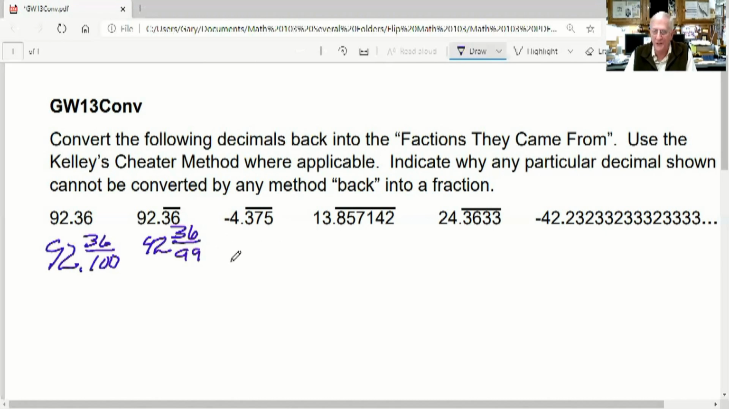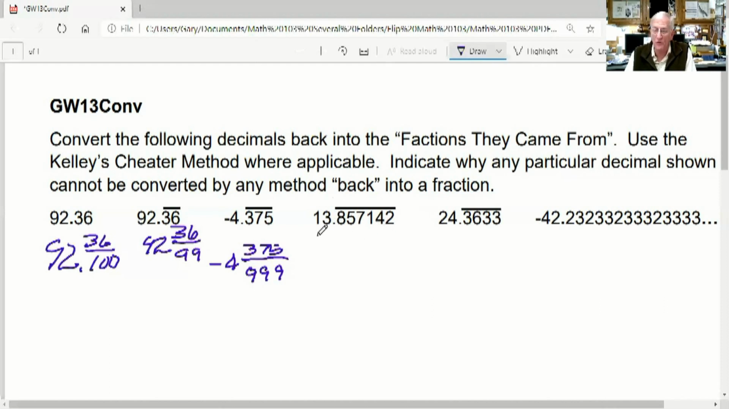Let's look at the next one. -4, I'm going to have to put down first, right? It repeats, the 375 repeats in 3 digits, right? So I will put 375 over how many 9s? Well, as you recall, you put it over 3 9s. Now, let me just say this. You probably can reduce this fraction, but I'm not requiring you to do that, so don't worry about it. All right? Now, look at this next one.